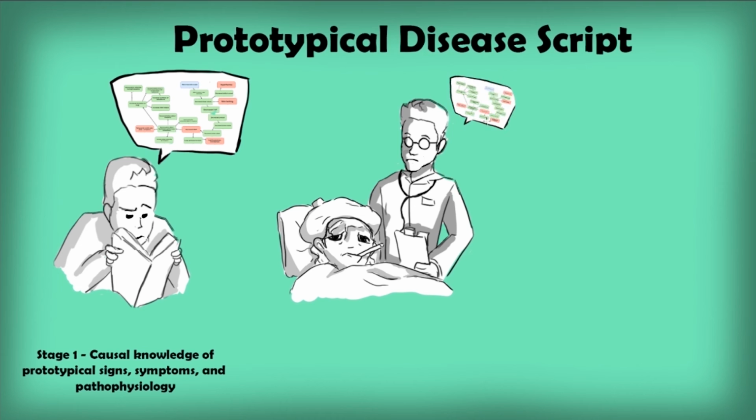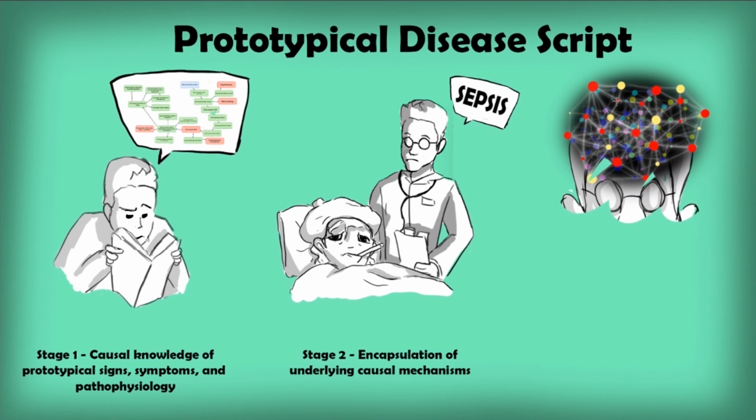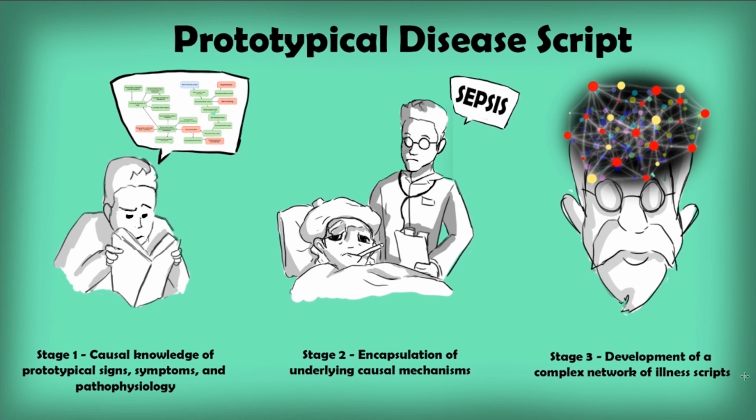For example, with repeated exposure to patients presenting with chills and fever, you may examine the patient and simply explain that the patient has developed sepsis. The concept of sepsis is sufficient to explain all relevant signs and symptoms. Sepsis encapsulates more detailed underlying causal mechanisms that you learned in stage 1. Then, with extensive experience, your encapsulated knowledge will be organized into narrative structures referred to as illness scripts.